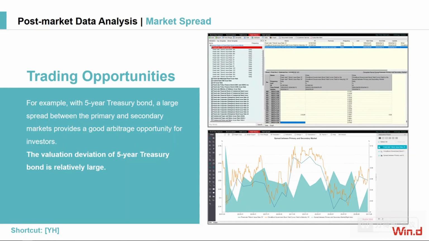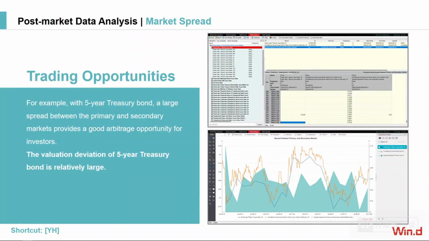So, we can catch such kind of opportunity with our terminal. Right now, I will take a 5 year treasury bond, for example, to show you if there is any spread between the primary and the secondary market. How can we find out such a trading opportunity with our terminal?